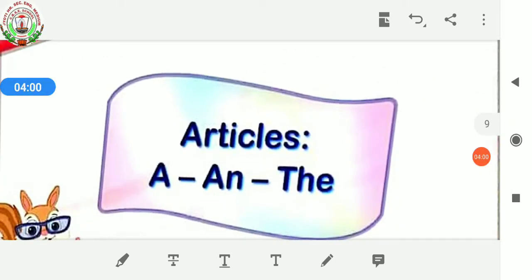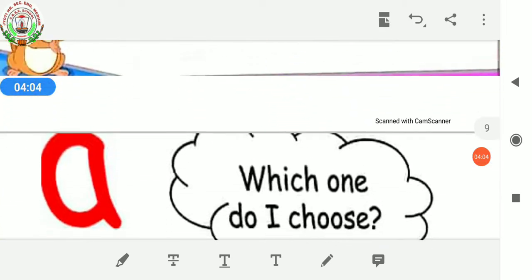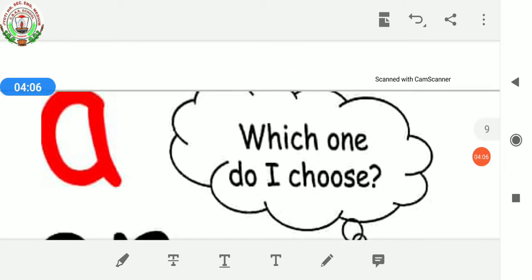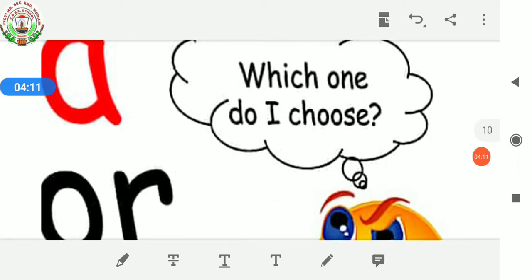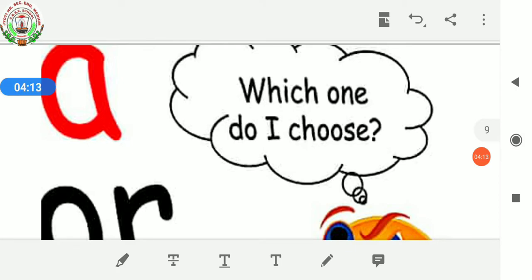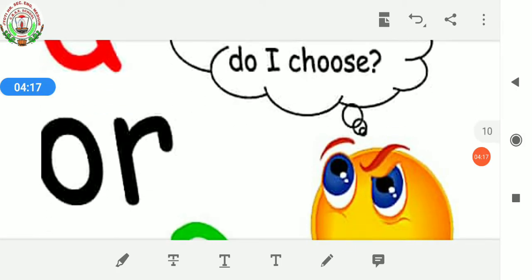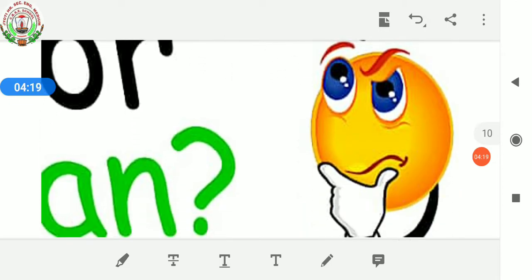A, an and the, these are articles. So today we will study where to use a and where to use an. So don't get confused. I'm going to tell you at which place you have to use a and at which place you have to use an.